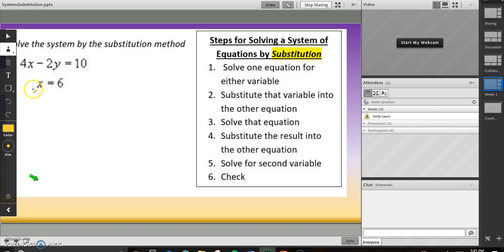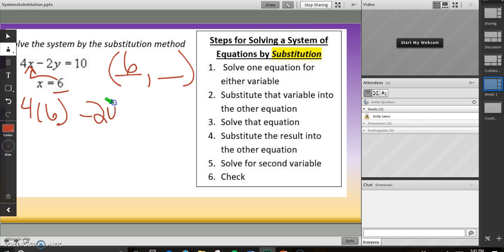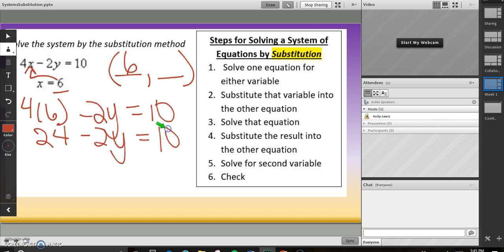All right. Substitution, notice x is by itself. So this time it's just a plain number. So I'm going to take 6. So we're going to get an x comma y as our answer. So 6 is the first answer. And where x is, I'm going to substitute it in. So I'm going to write 4 times 6 minus 2y equals 10. 4 times 6 is 24 minus 2y equals 10.